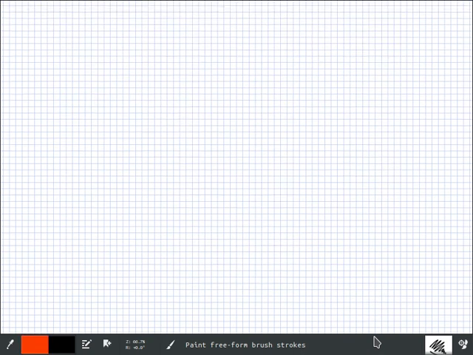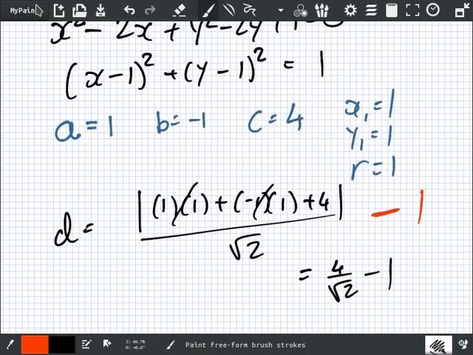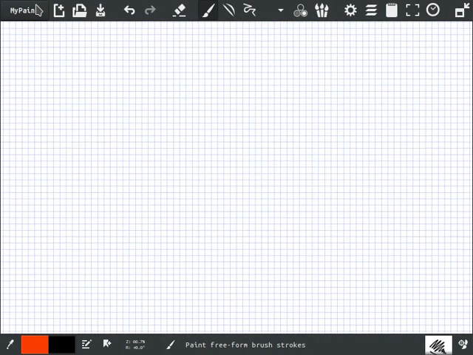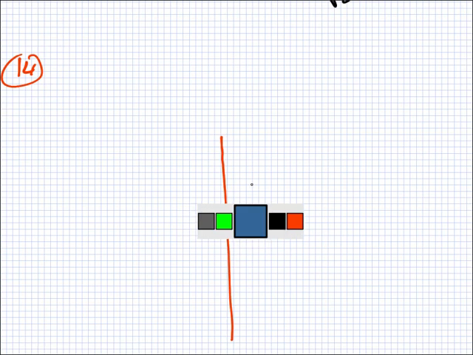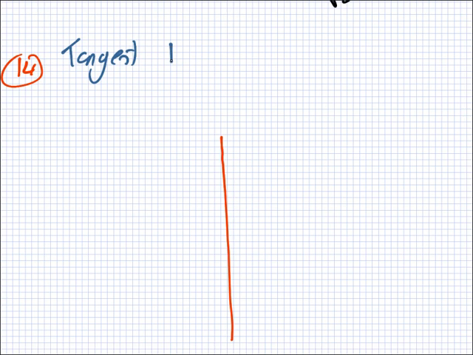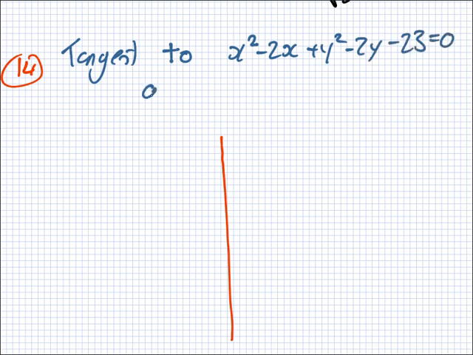What number is this? 15. What? 14. 14. Okay. So for this last one here, what I have is I want the tangent to x squared minus 2x plus y squared minus 2y minus 23 equals 0 at 1, 1. Okay.